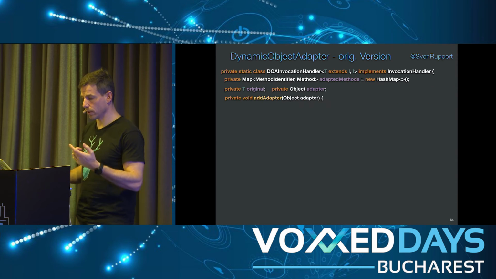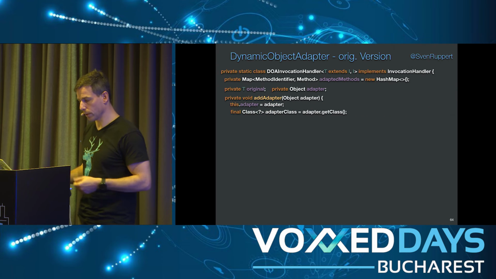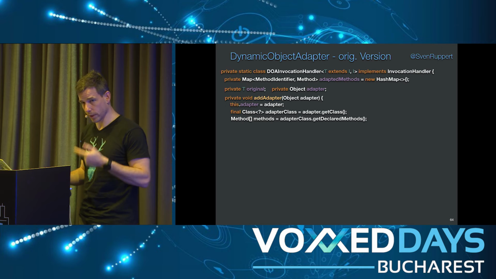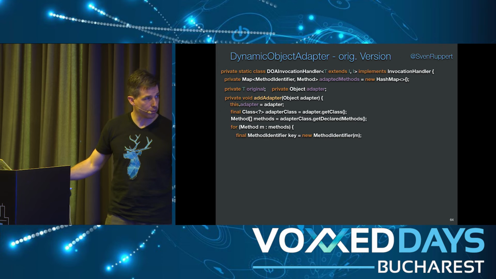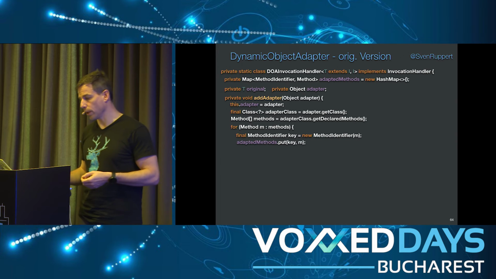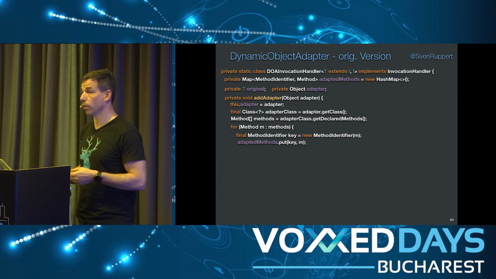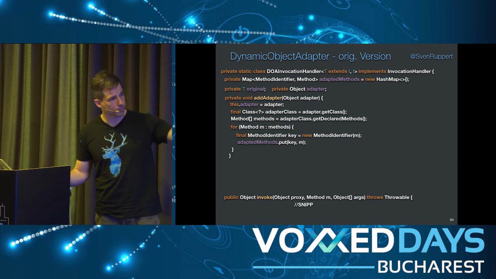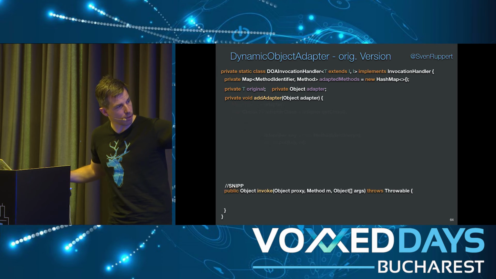The main thing is, if I want to override or adapt one method, I'm adding an adapter. I'm grabbing the class, going to all declared methods inside this class. For every method I create my identifier for my hash map, and I put into the hash map my key and my reflection method. The next thing is, later I want to invoke. If I'm invoking now, I can do exactly what I need. I have the method, I have the proxy.